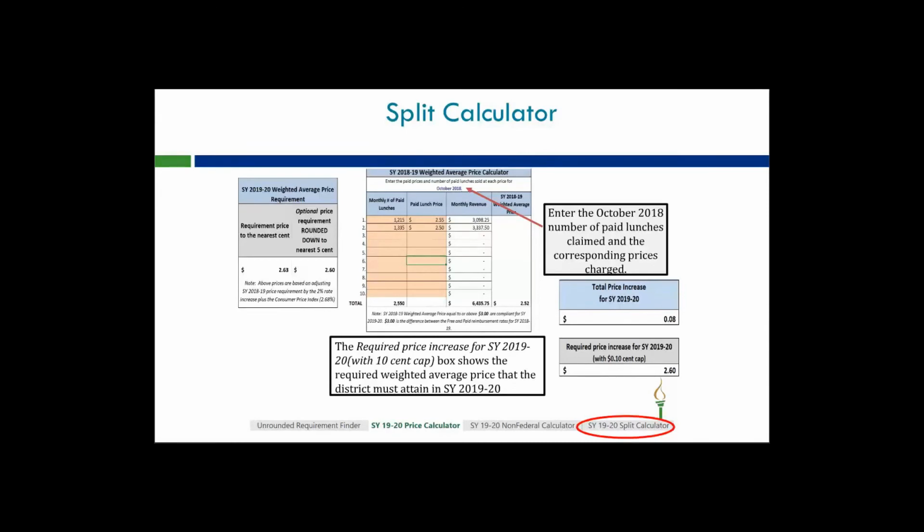That was 1,335, and they were sold at $2.50. That gave us that our school year 2018-19 weighted average price is $2.52. It also then told me later, if you scroll down the tab, that the total price increase for school year 2019-20 is 8 cents. And the required price increase for school year 2019-20 with the 10-cent cap is $2.60.